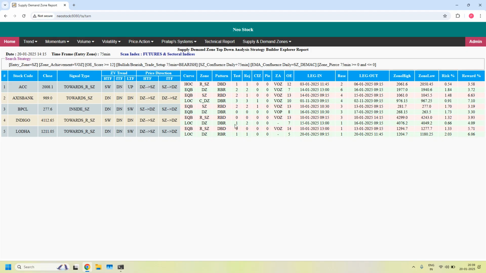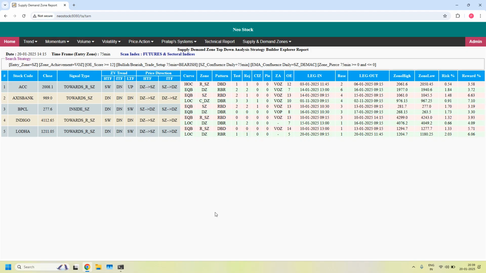That's why all these zones are tested already, except a couple of stocks. Some are supported multiple times testing. Okay, this is about LTF, ITF supply zone confluence.